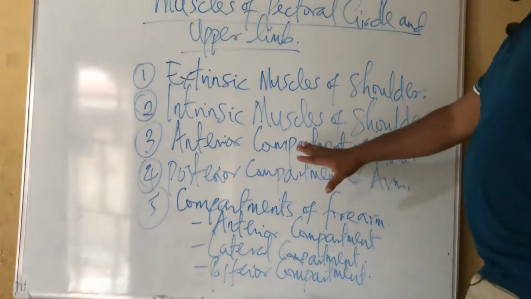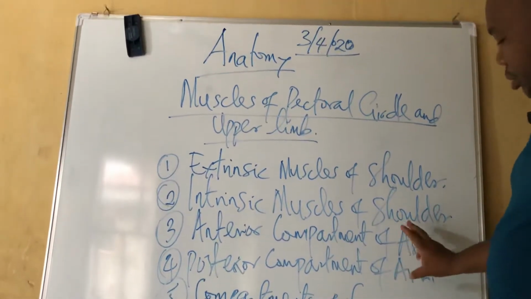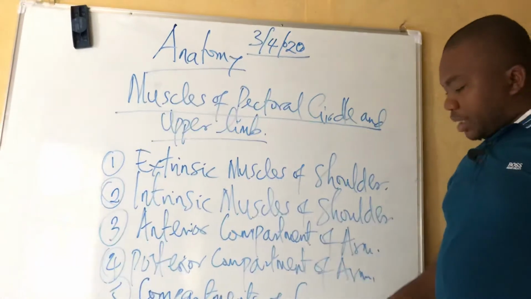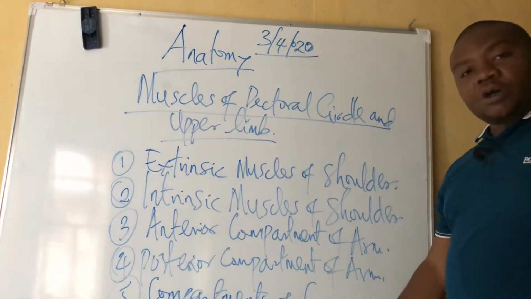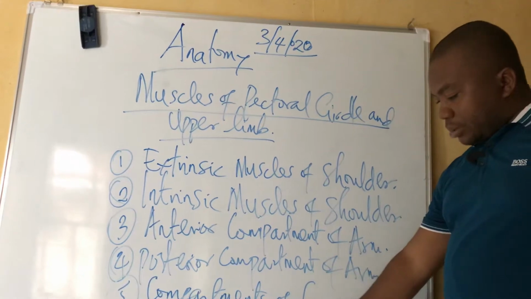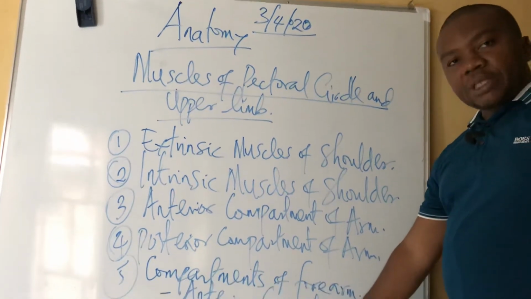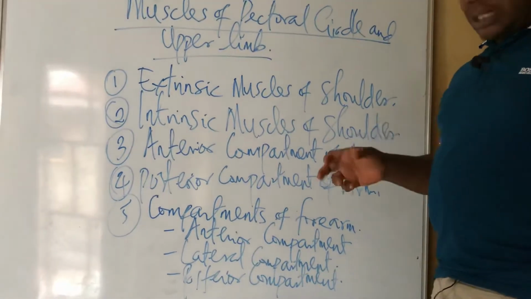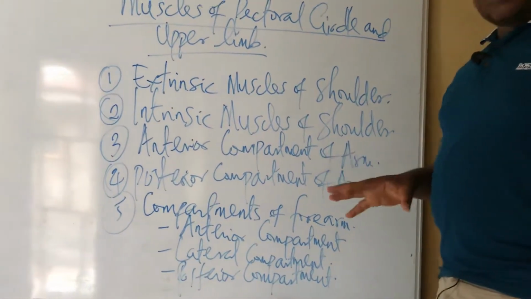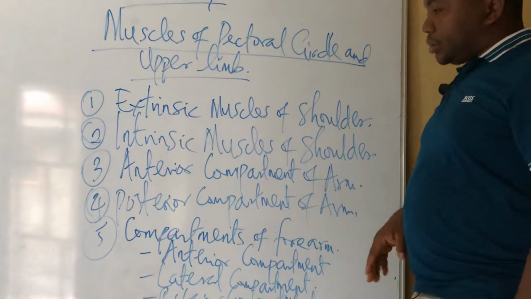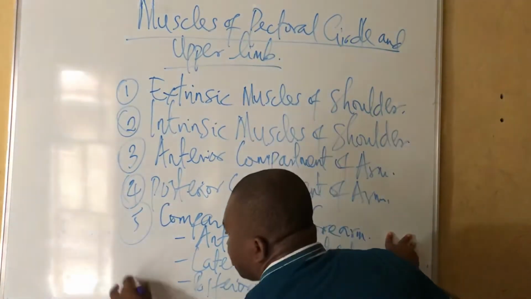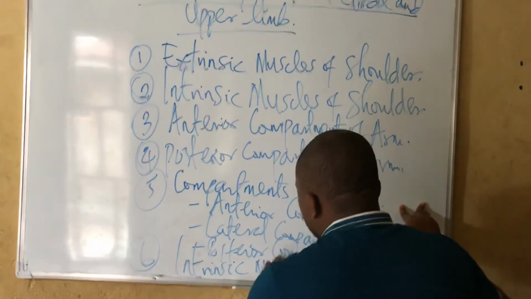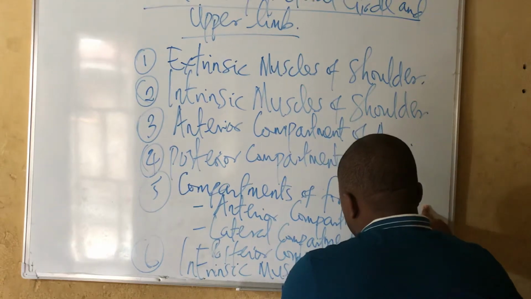So if you come to the arm, you compartmentalize it. You have the arm divided down into anterior compartment and posterior compartment. While in the forearm, you now have three compartments: anterior compartment, lateral compartment, and posterior compartment. When you now enter the hand proper, you look at the hand as the intrinsic muscles of the hand. So that is the last group. The last group you have is referred to as the intrinsic muscles of the hand.